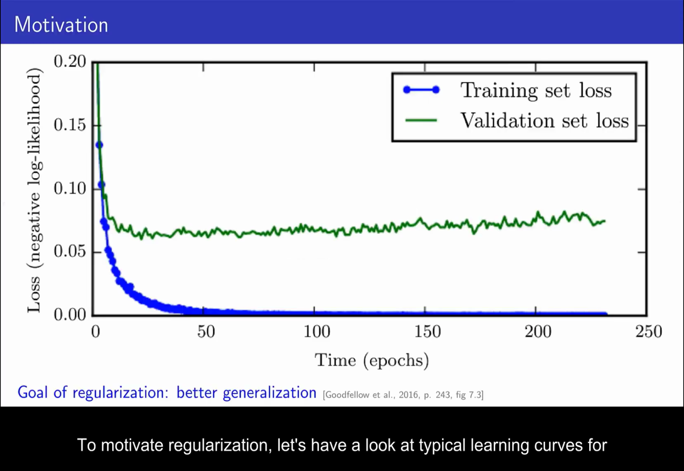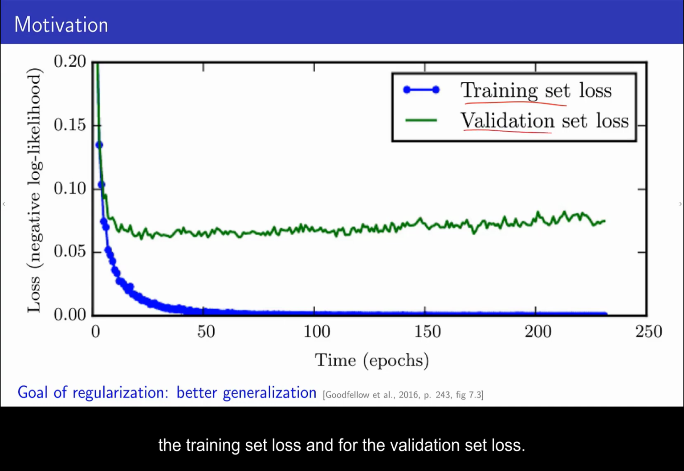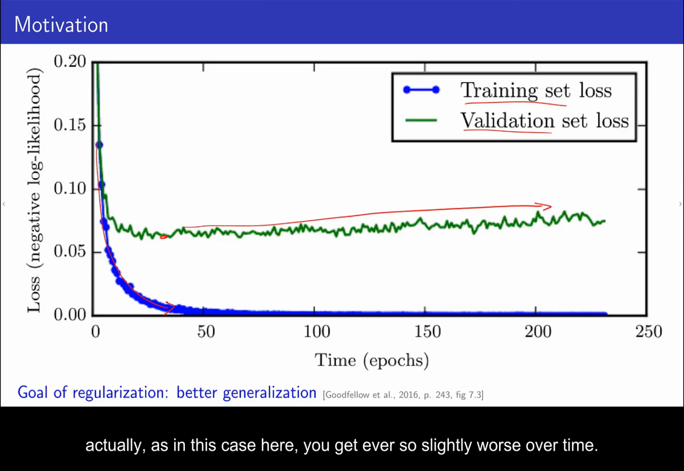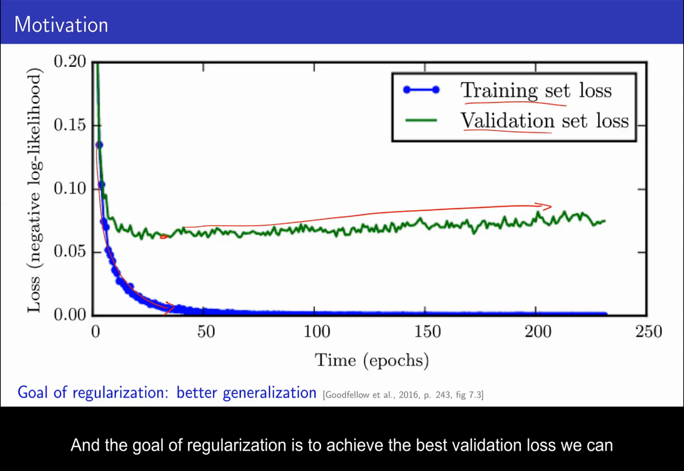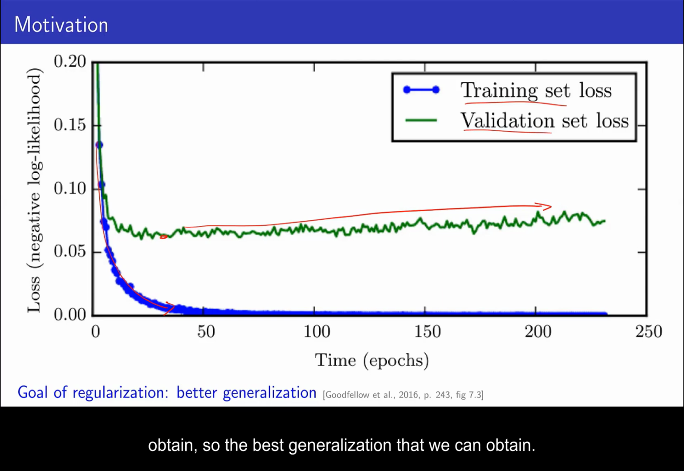To motivate regularization, let's have a look at typical learning curves for the training set loss and for the validation set loss. Training set loss, typically if your optimization works well, goes down very quickly towards close to zero. Validation loss, on the other hand, doesn't always go to zero. Instead, typically at some point, maybe roughly here, you reach a minimum and then you don't get much better, or actually, as in this case here, you get ever so slightly worse over time. And the goal of regularization is to achieve the best validation loss we can obtain, so the best generalization that we can obtain.